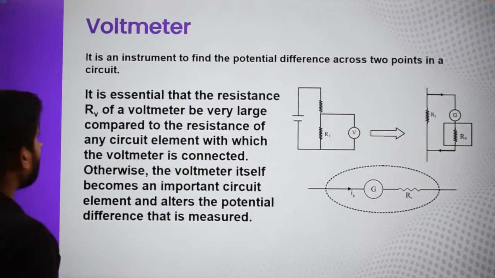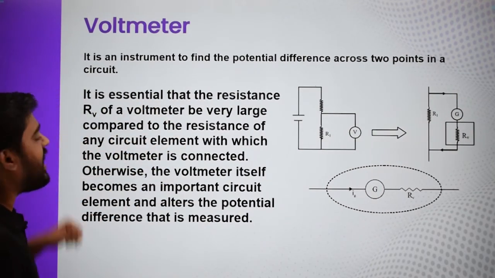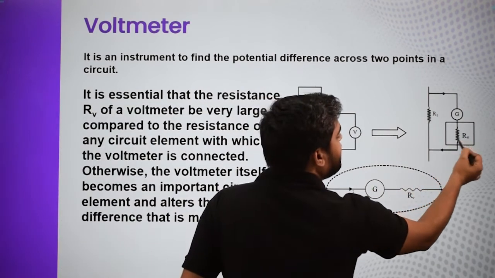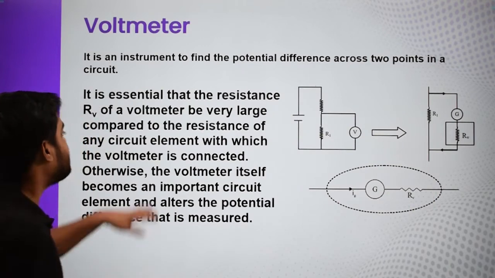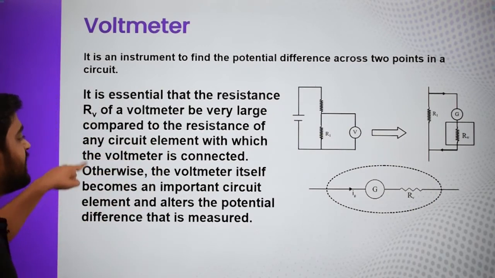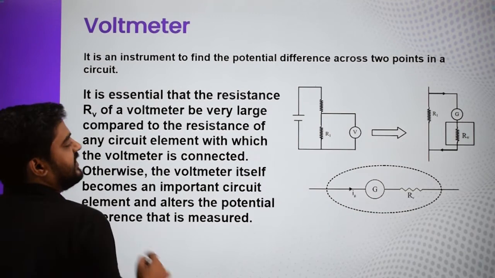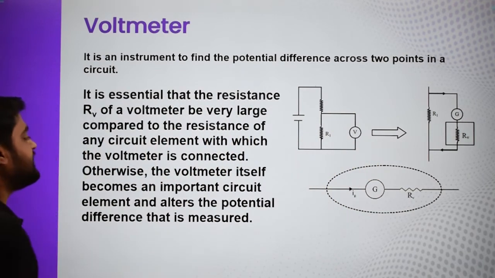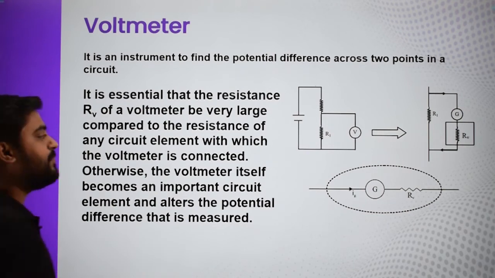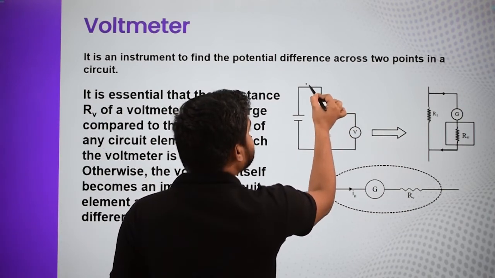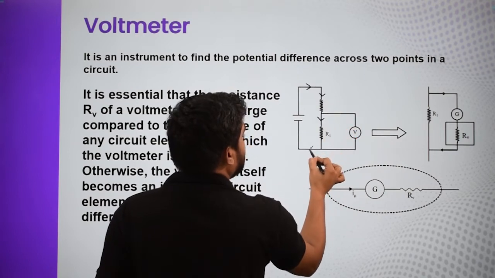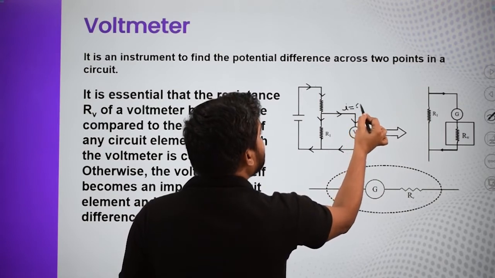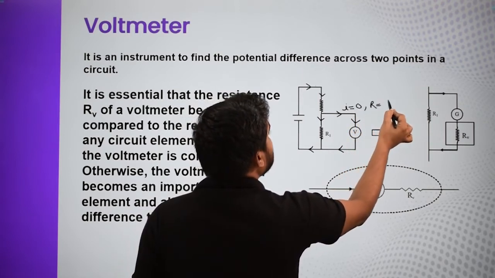Now it is essential that the resistance RV of a voltmeter, this is called the resistance of a voltmeter, has to be very large compared to the resistance of any circuit element. RV has to be much greater than this resistance, because if that is not happening, then some of the current which is passing in the original circuit will choose this branch as well. So we want this current to be zero. For that, the resistance has to be infinity.